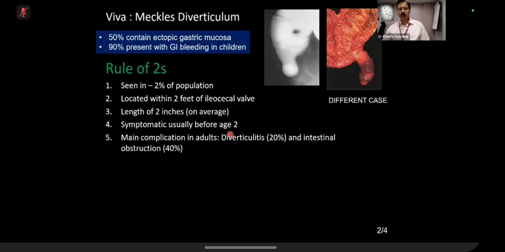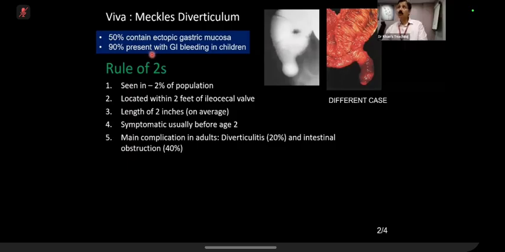Symptomatic usually before age of 2. This is a point to remember. Usually in children they will be symptomatic. But in adults, the main complication can be diverticulitis or intestinal obstruction. And the concept is that 50% of them contain ectopic gastric mucosa and 90% present with GI bleed in children. So in children, it is important.